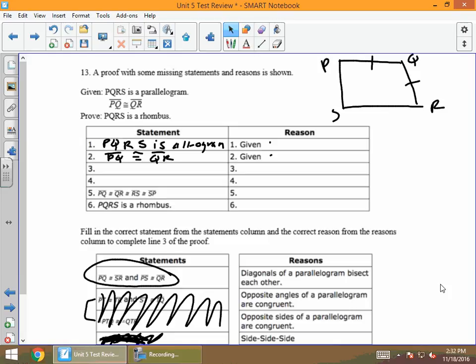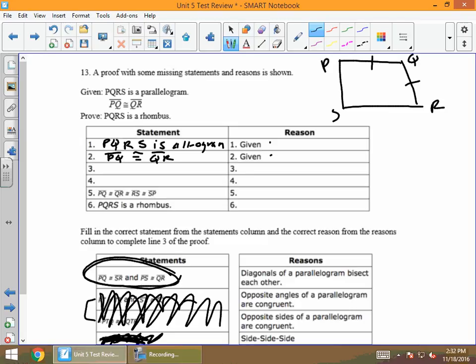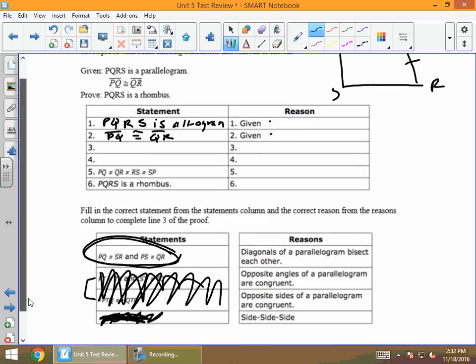Okay, so again, we said that this one would be the best statement for 3. The middle two did not make sense because they were talking about point T, and point T isn't even in the diagram. The bottom one was talking about angles. In order to show that a parallelogram is a rhombus, you're going to try to show that all 4 sides are the same. So that first one made the most sense.